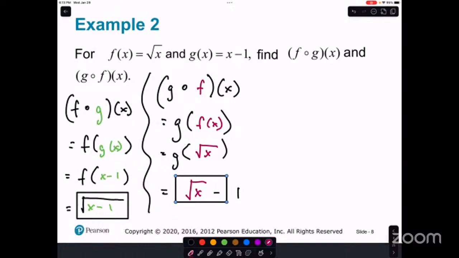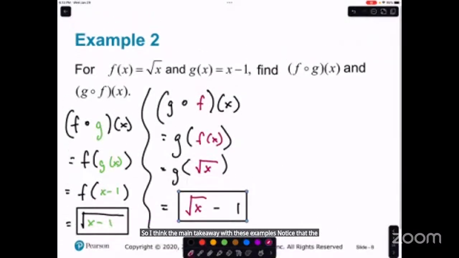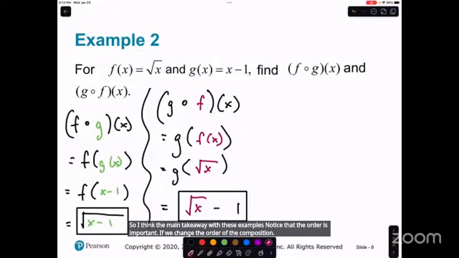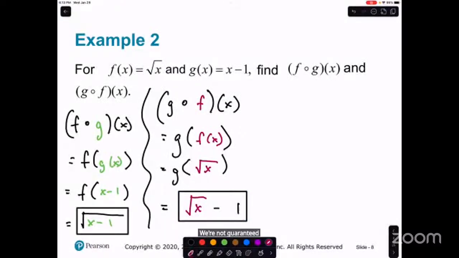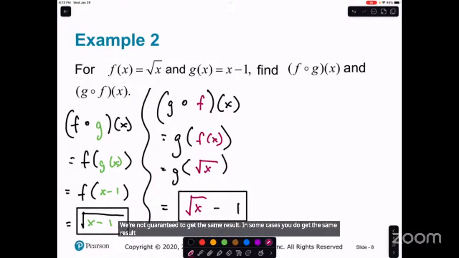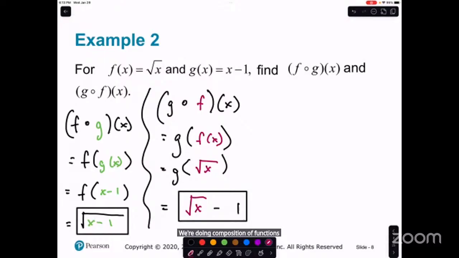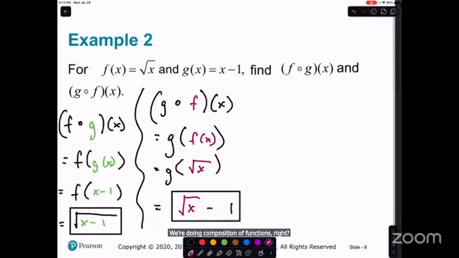So I think the main takeaway with these examples, notice that the order is important. If we change the order of the composition, we're not guaranteed to get the same result. In some cases, you do get the same result, but it's not guaranteed. So the order is important when we're doing composition of functions, right? Okay. All right, these are good.